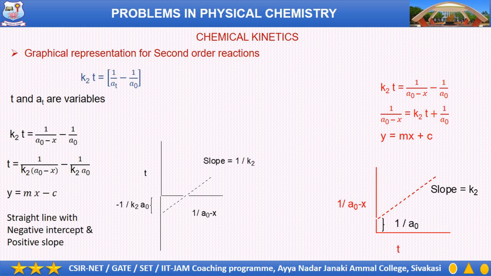Now, we will put this t as a variable, we will plot in the y-axis and now bring this K2 to the other side: K2 into A minus X, minus 1 by K2 into A naught. This is for one variable. Or you can put the A minus X variable in the y-axis and t in the x-axis. Accordingly, you can rewrite like this.